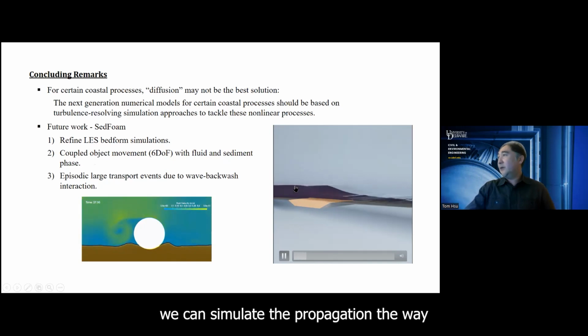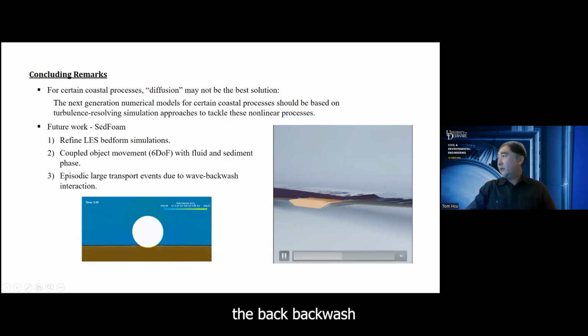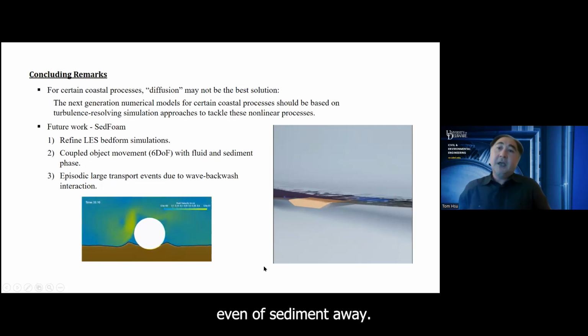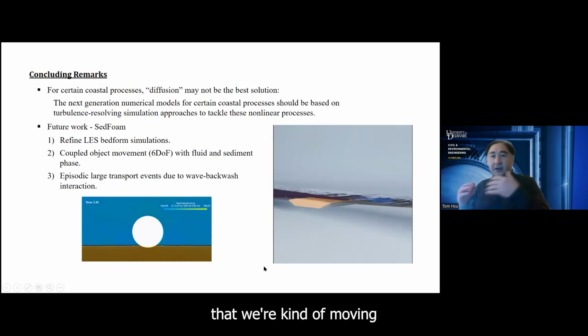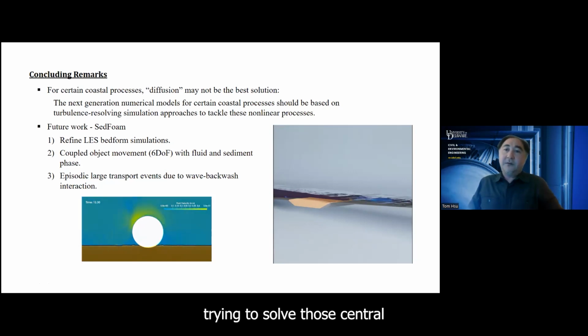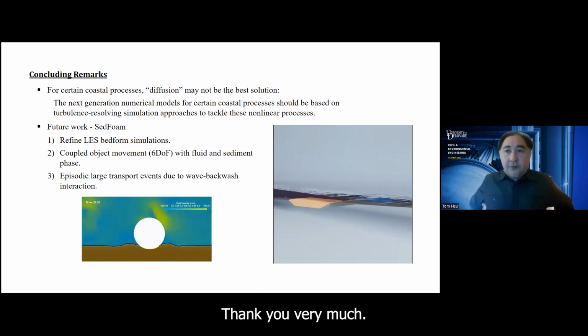Here's the preliminary result. We can simulate the propagation of the wave, the backrush generating a hydraulic jump, and here the yellow represents the sediment bed. And you see, it seems to me that during the backrush, you do see some burst events of sediment. Anyway, this is a very preliminary result, but we're moving toward that direction, really going back to my motivation, trying to solve the surface zone beach erosion problem. Thank you very much.